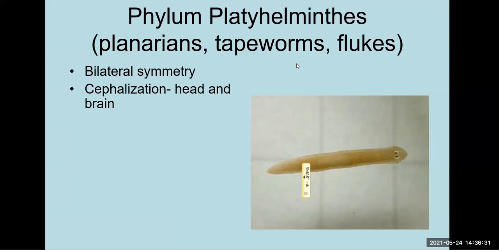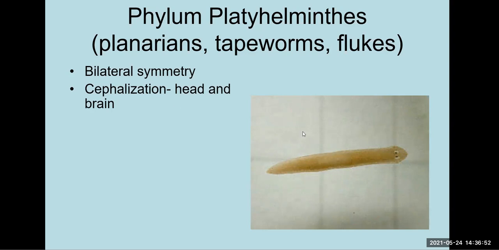Mr. Anthony, have you ever seen a tapeworm, or any flatworms like flukes, planarians? I heard of it, but I never seen one. Okay, so these belong to phylum Platyhelminthes of the animal kingdom, right? Because today we're going to talk about the animal kingdom.